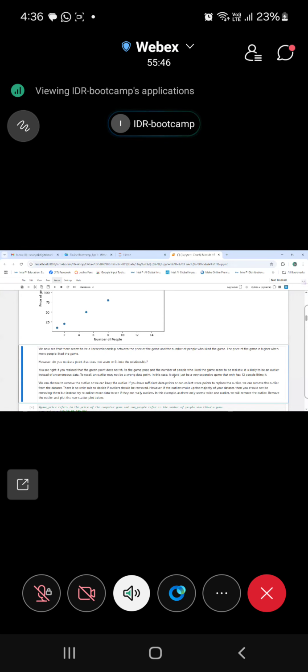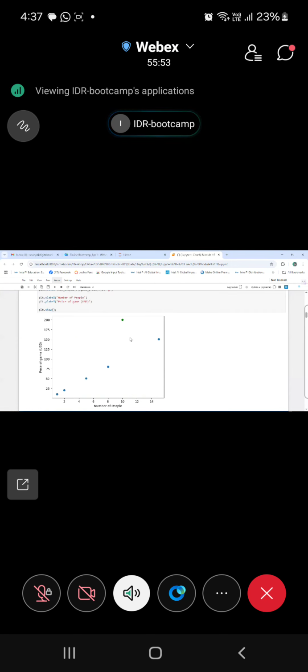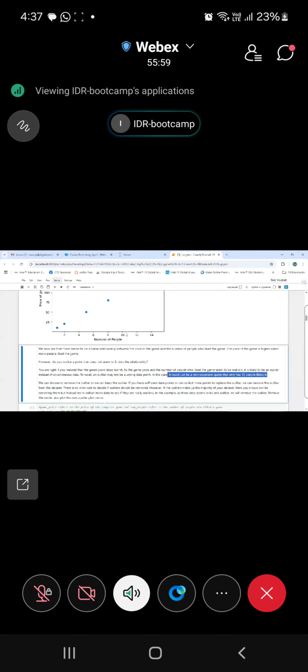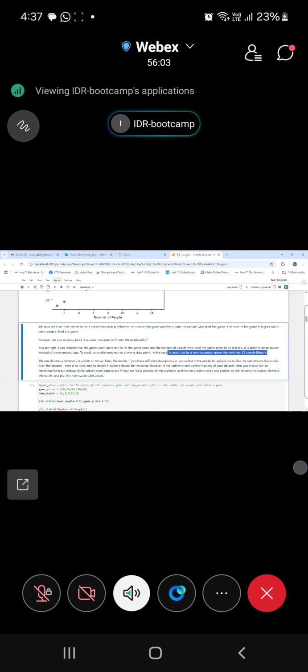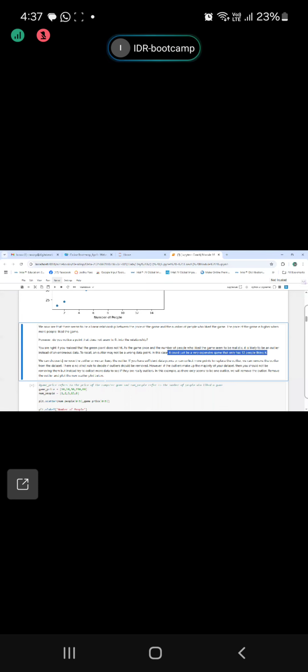In this case, it could just be a very expensive game that only 12 people like. Yes, because if you see here, the corresponding number of people is 12 and the price is more than 200. So that means it's a very expensive game that only a small number of people like. So what can we do: remove such an outlier, or keep it? This is something for which a cautious decision needs to be made.